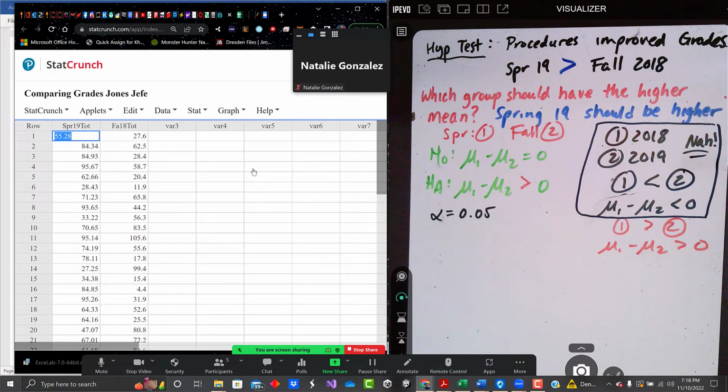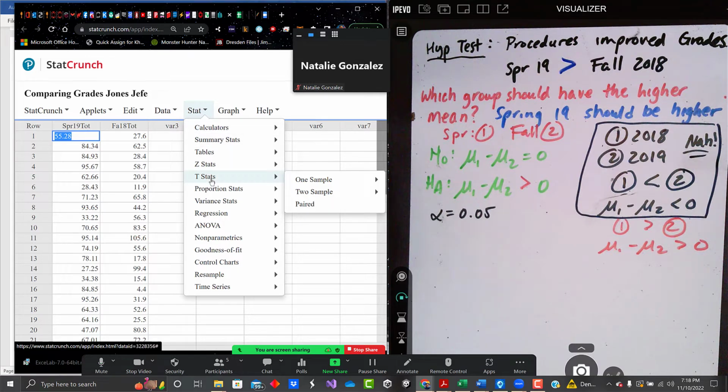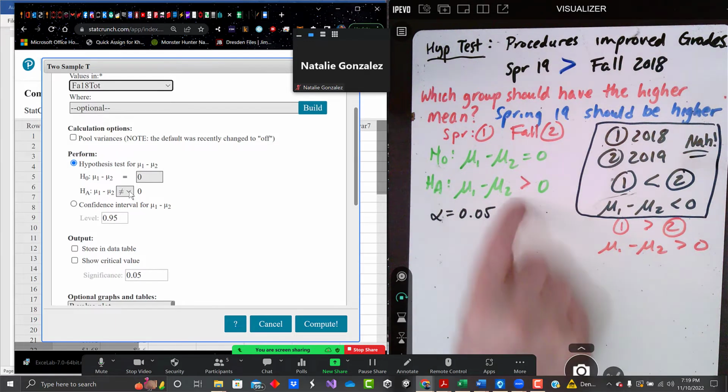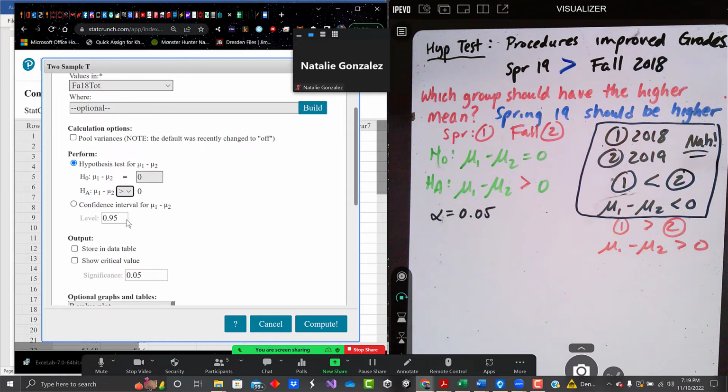And if you're all ready, we're going to go stats, t-stats, t-sample, and I have data. I don't have the summary. So I said sample 1 was spring, and so I'm going to pick spring for that group. Sample 2 is fall. Thankfully, they turned the pool variance off. It used to be default to on. And I just need to make sure my HA symbol matches. I chose greater than with the setup I had. And we will click compute.